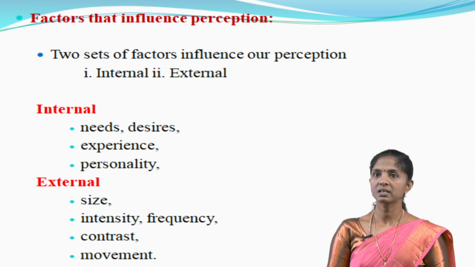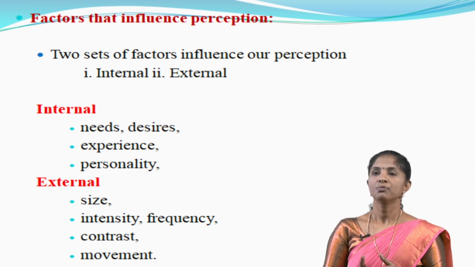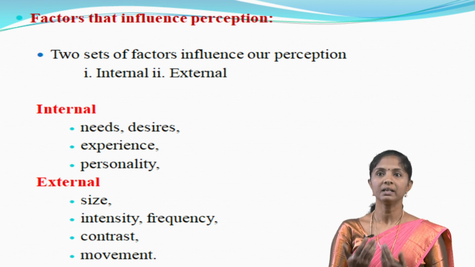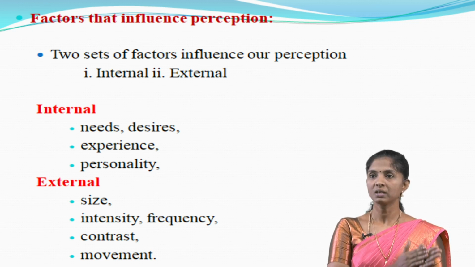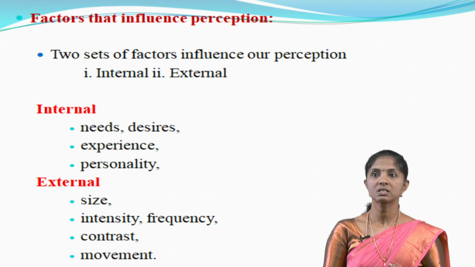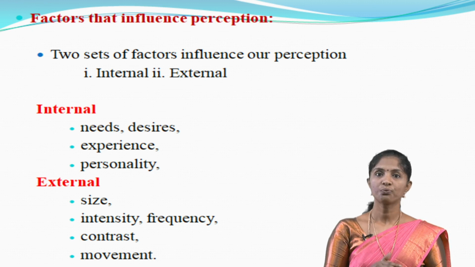Next, what are the external factors? That is intensity, size, frequency, contrast, and movement. Intensity means strength or the quality of having strong influence. If a noise is soft and low, people may not hear and interpret it. So it is one of the external factors. The size of persons or things also attracts the attention of people. Next one is frequency. If a TV advertisement is repeated many times, people perceive it. They may also feel that it is boring.